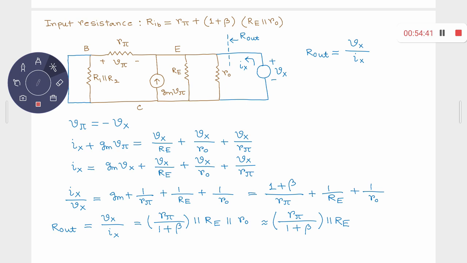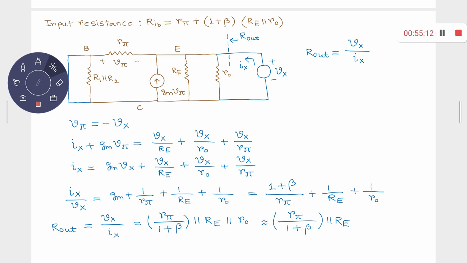R pi plus 1 plus beta, what? This is basically the input resistance of the common base amplifier. That was smaller. And for a common collector amplifier, the output resistance is small: R5 parallel 1 plus beta, R5 by 1 plus beta in parallel with R5, almost equal to R5 by 1 plus beta. So for a common collector amplifier, your input resistance is very, very large and the output resistance is very, very small.